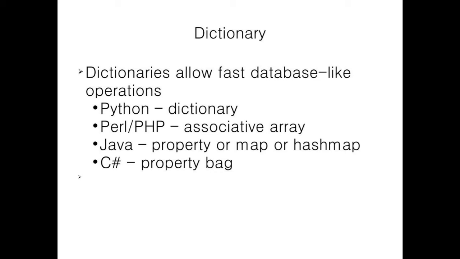Another thing I want to mention is that we have similar variable types in other programming languages. In Python, we call this a dictionary. In Perl or PHP, the similar variable type is called an associative array. In Java, we call that a property or map or hash map. And in C#, there is a type called property bag, which has similar properties to a dictionary in Python.